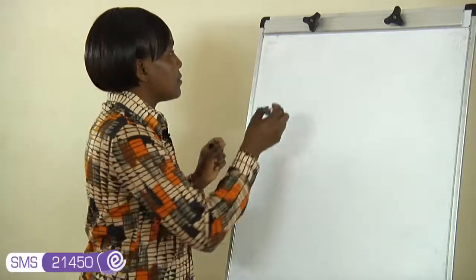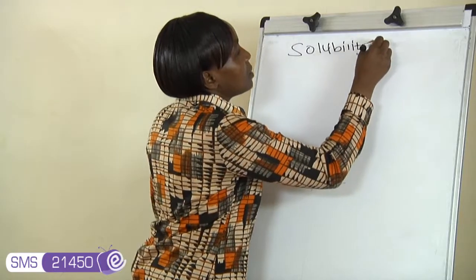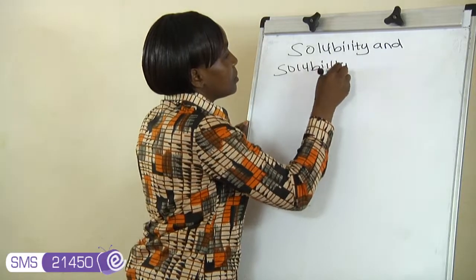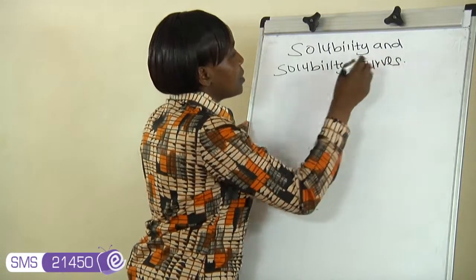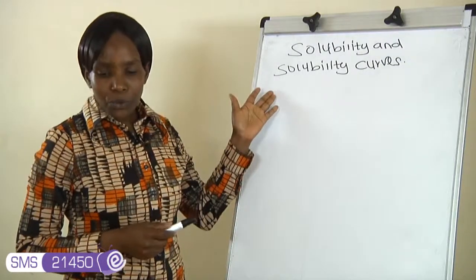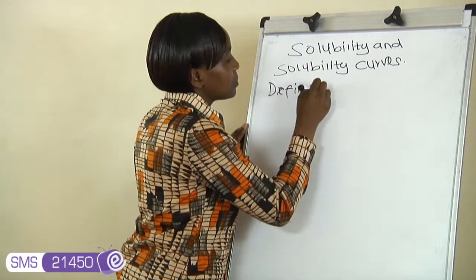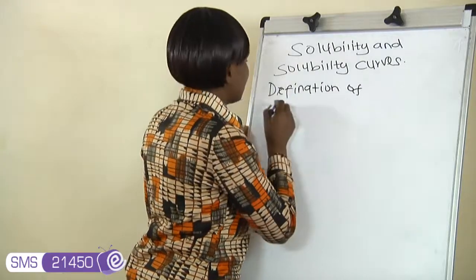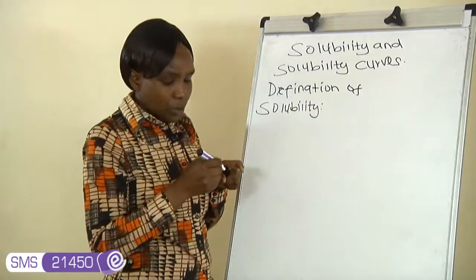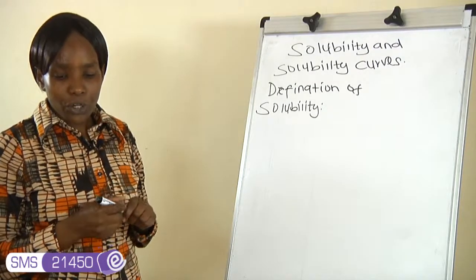Now, in chemistry Form 4, we are still in the first topic, but the subtopic of today will be solubility and solubility curves. The first thing we want, first of all, is to understand what we mean by solubility. So, the definition of solubility.